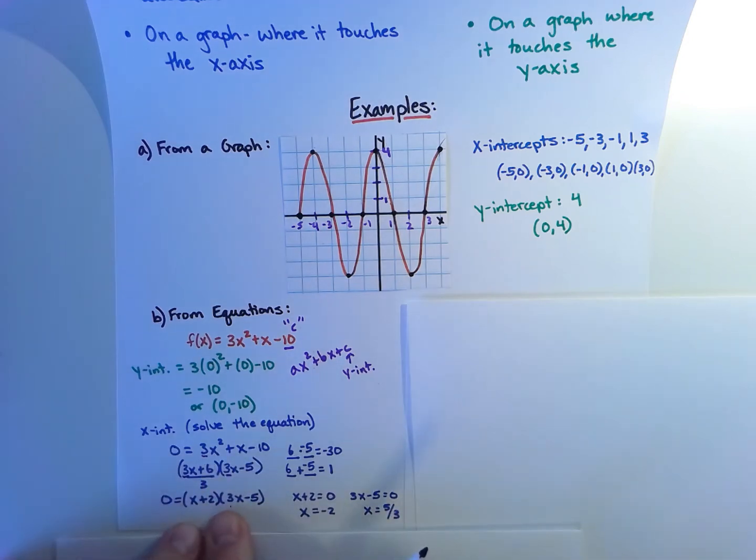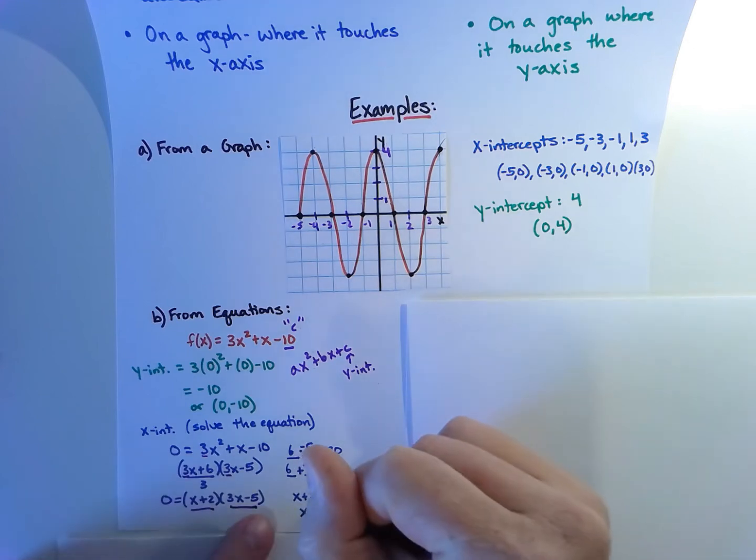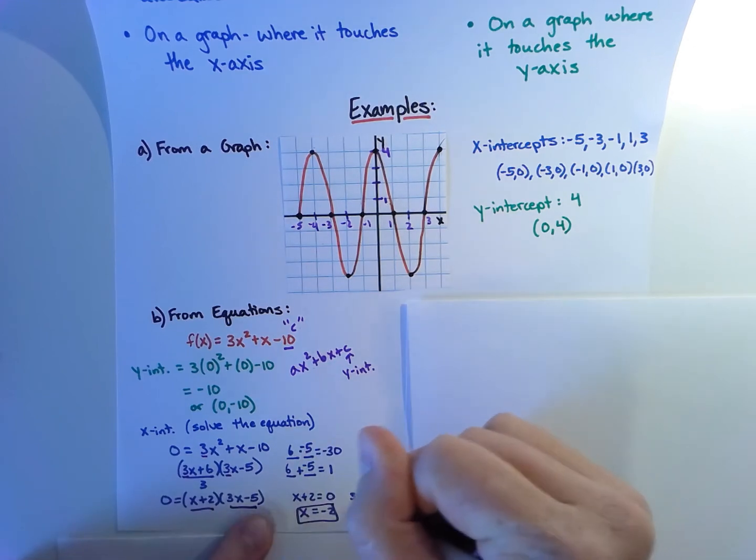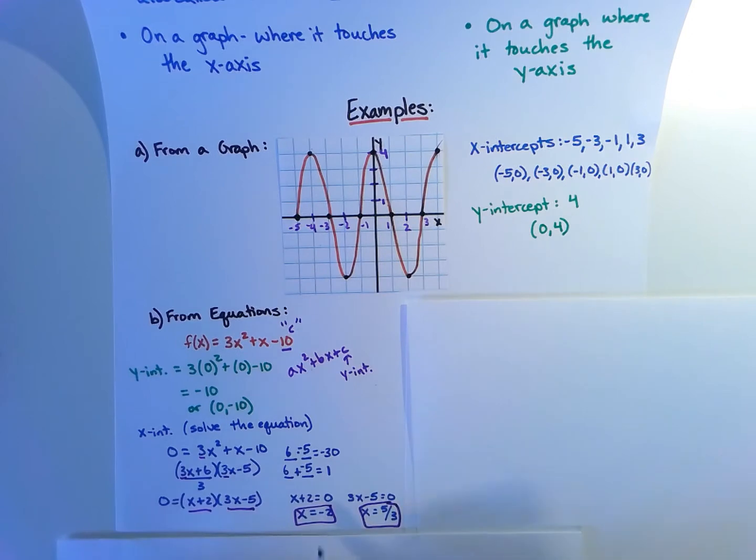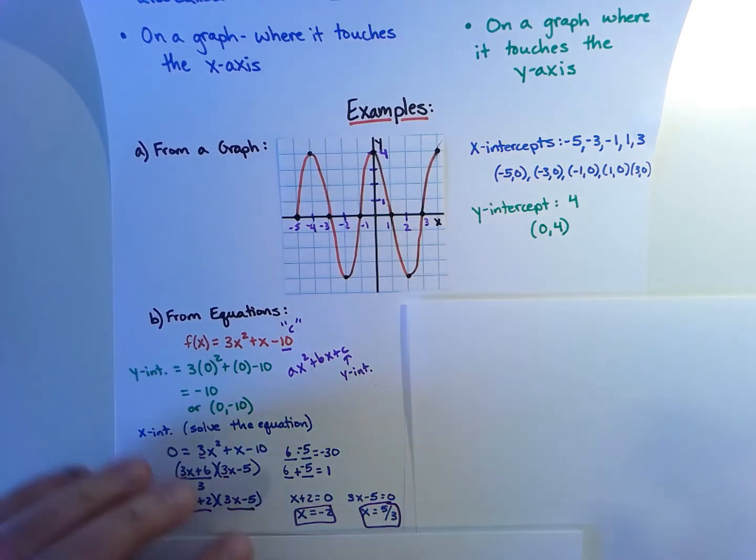So we had to factor it out so that then we could set each factor equal to 0 and finish solving the equation. So if x plus 2 equals 0, x would equal -2. And if 3x minus 5 equals 0, we could solve that equation and get x equals 5/3. So after a little bit of work, we end up with our x-intercepts of -2 and 5/3.